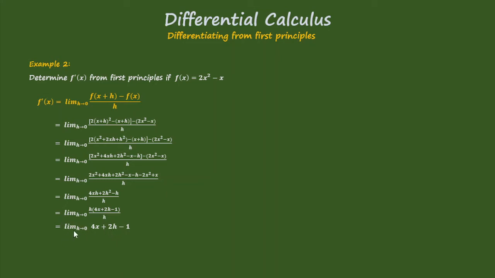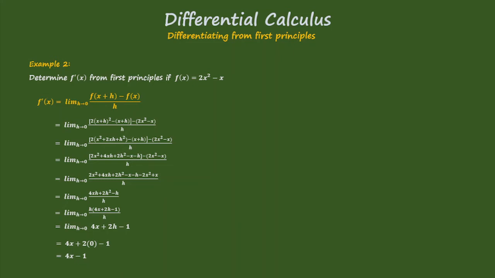Now, if we take the limit as h approaches 0, by substituting 0 whenever we see h, then we will be left with 4x minus 1. Therefore, the derivative of 2x squared minus x equals 4x minus 1.